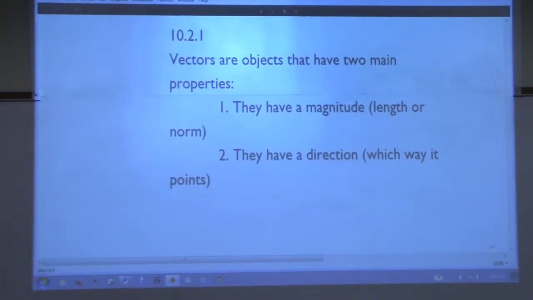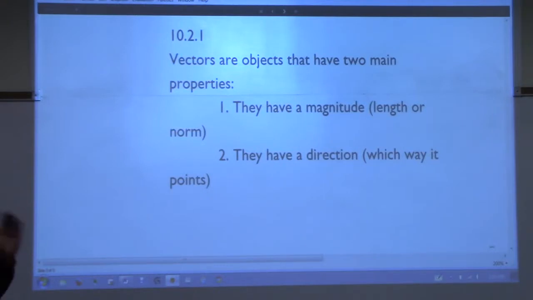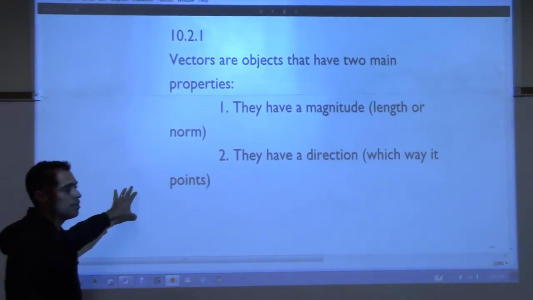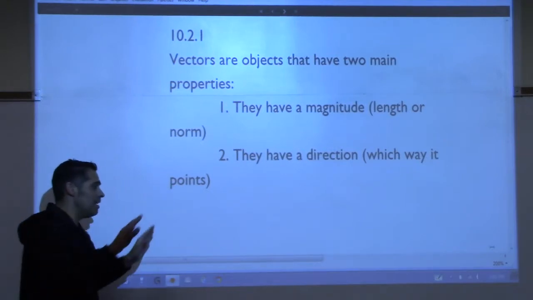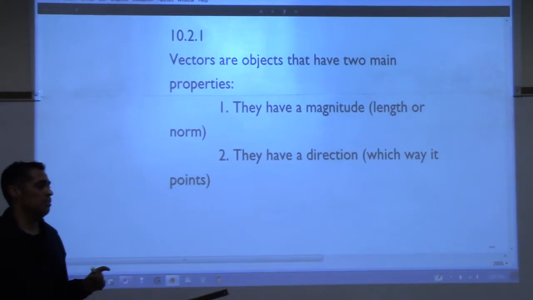All right, vectors are objects that have two main properties. They have magnitude, which is either a length or what we call the norm of the vector, and they have direction, which is which way it points. That's what a vector is. It's anything that you can come up with that has a length and a direction.